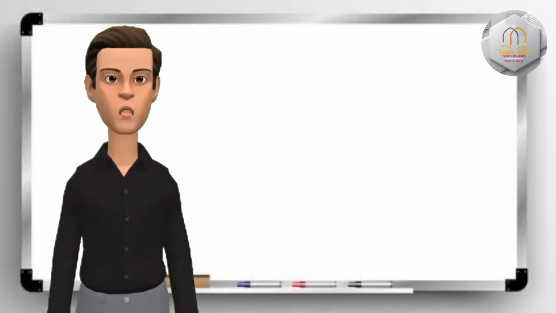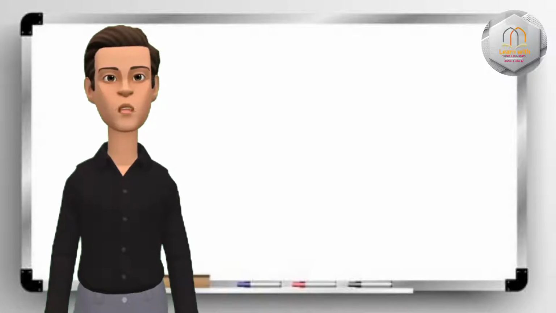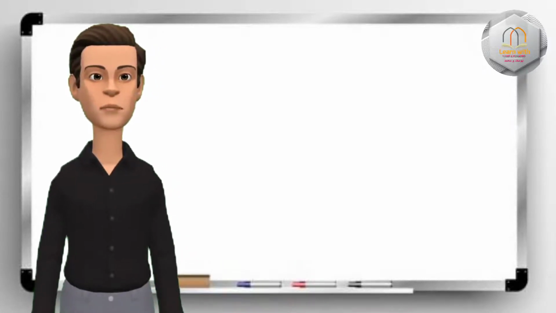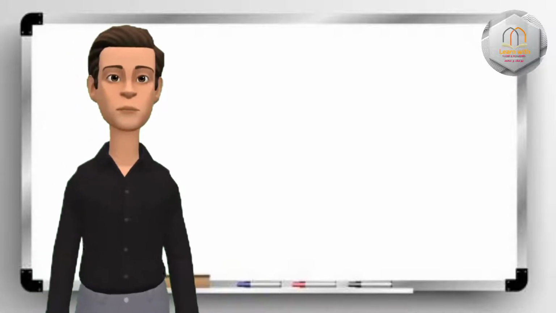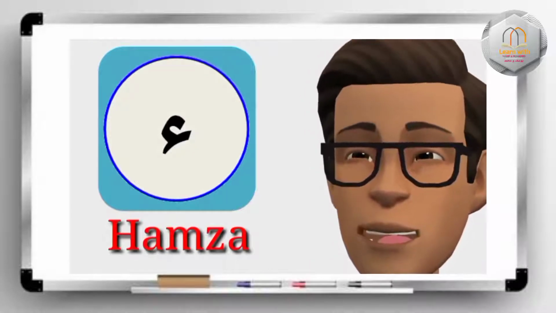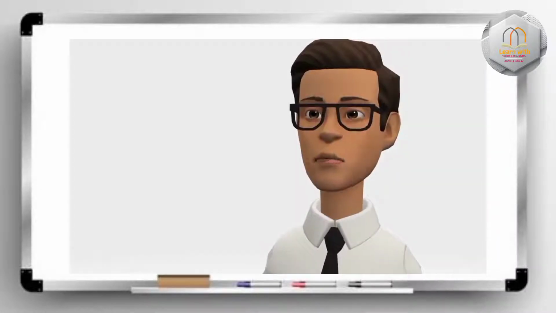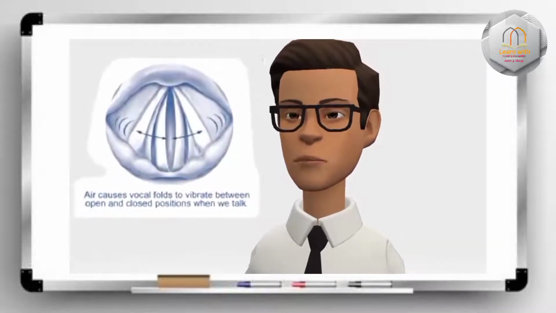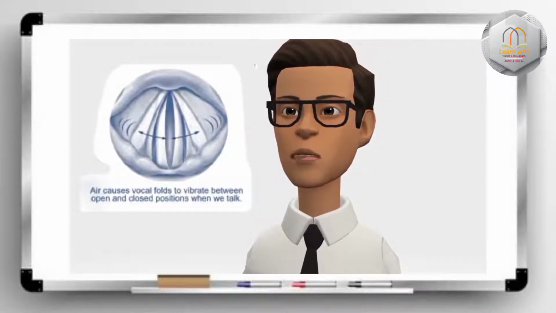In the previous episode, we talked in general about the Arabic alphabet. We also talked about Hamza, Alif, and Ba. Hamza is a stop sound produced by closing the vocal cords. The air stops for just a moment.